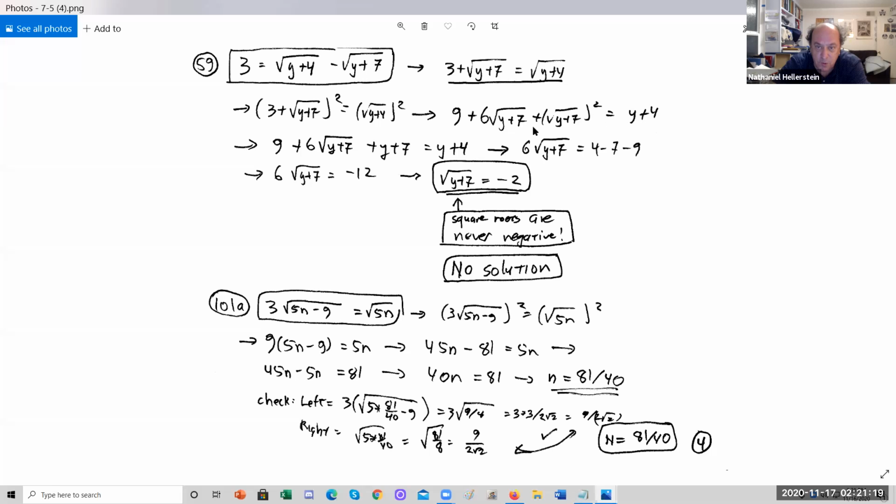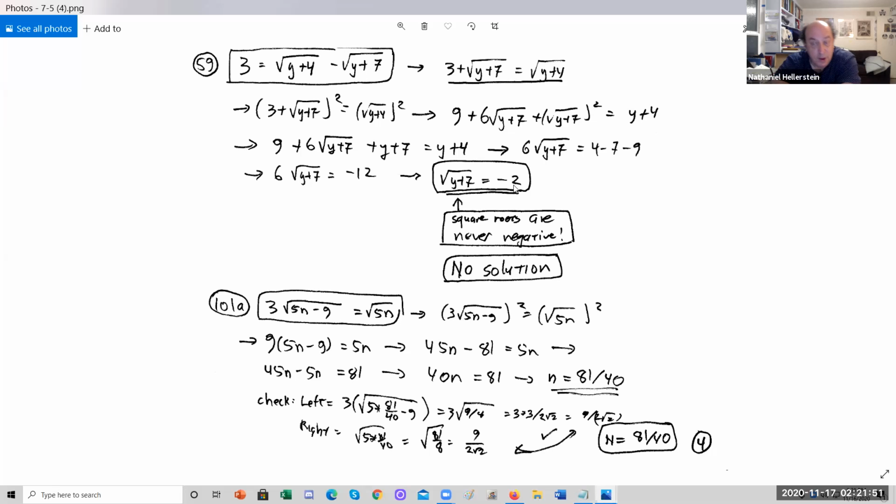Right side is y plus 4. The left side, well, okay, 3 squared is 9. Root y plus 7 squared here, and 2 times the product, which is 6 root y plus 7. Okay, square away the root here. 9 plus 6 root y plus 7 plus y plus 7 equals y plus 4. Transpose the 9, the y, and the 7. 6 root y plus 7 equals 4 minus 7 minus 9. 6 root y plus 7 equals -12. Root y plus 7 is -2.